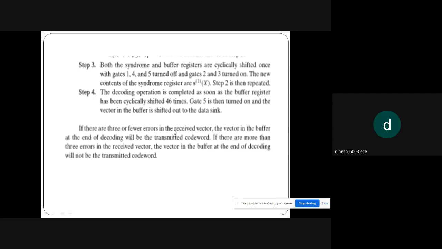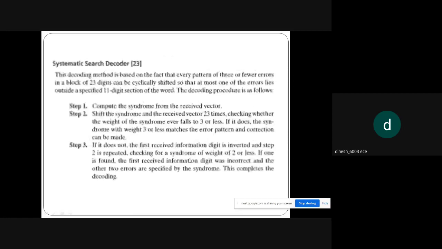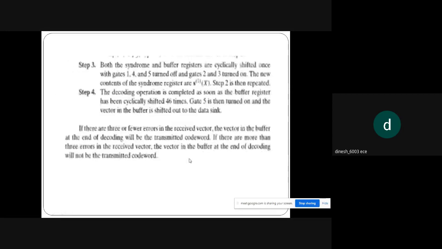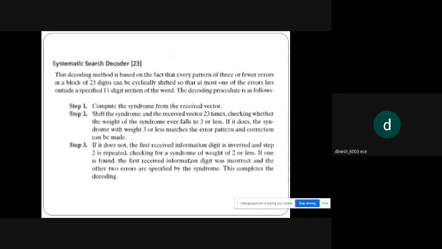If there are 3 or fewer errors in the received vector, the vector in the buffer at the end of the decoding will be transmitted, which will be your transmitted code word. If there are more than 3 errors in the received vector, then the vector in the buffer at the end of the decoding will not be transmitted. So this is how the 23,12 Golay code works.